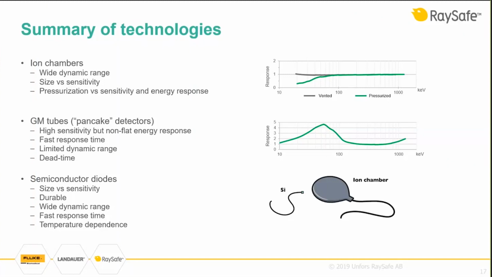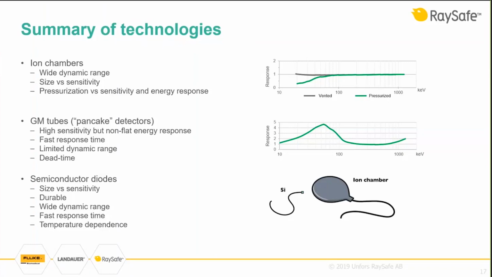Okay, sorry about the wait. The last poll question was, what type of technology does your current survey meter have? And the response is that ion chamber is used by 50%, GM tubes by 33%, semiconductor diodes by 22%, other by 8%, and don't know 4%, and 35% did not answer. Right, interesting.